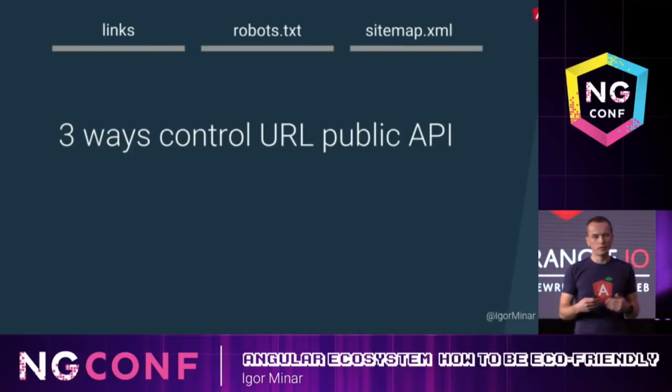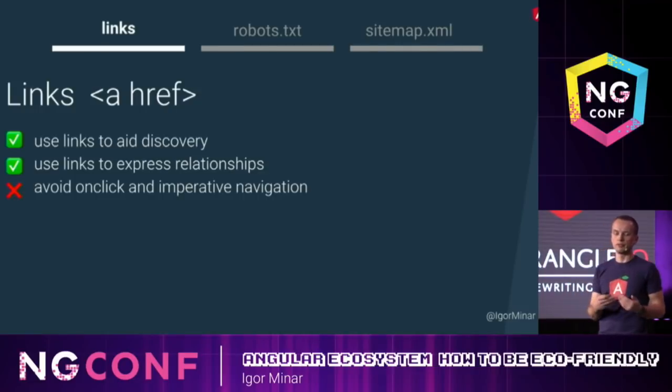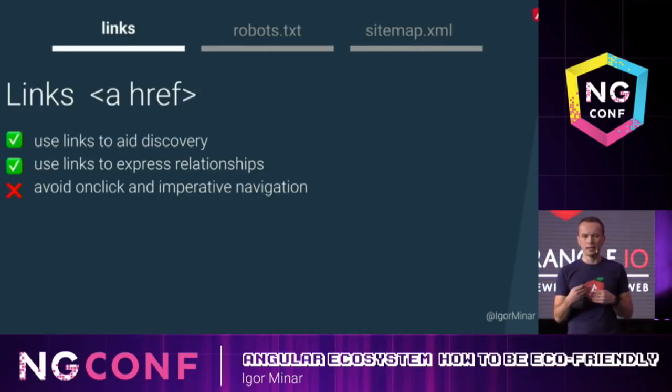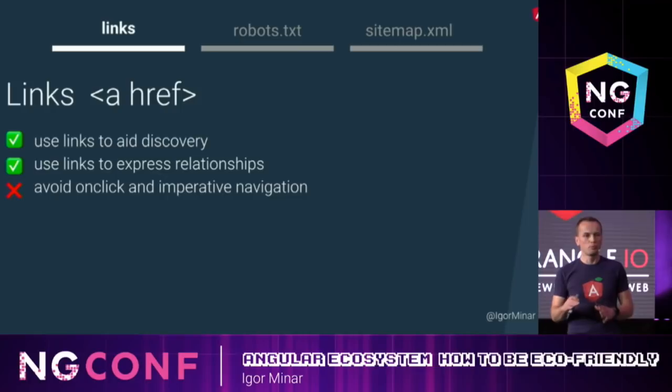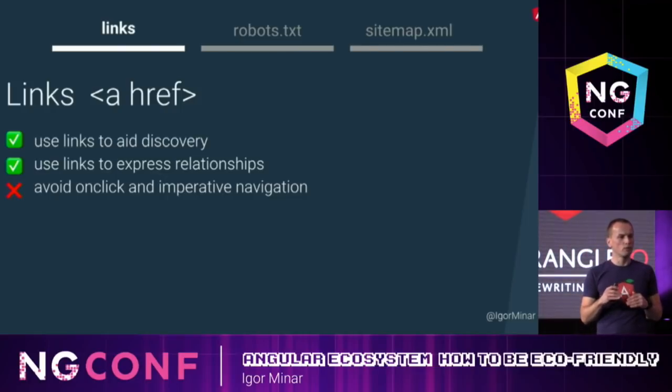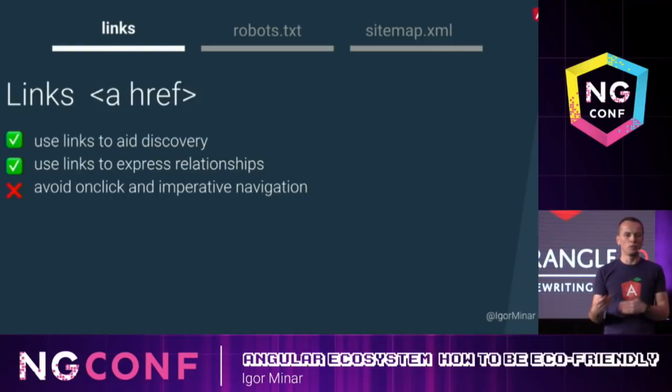You have several ways to control this public API. You can control it through links, which is how you link between different documents in your application. This aids discovery. This creates relationships between documents that are useful to the users, but also search engines. And the thing to avoid is imperative navigation, responding to on-click handlers, because that kind of breaks the web. Whenever you expose new information in your application and don't change the URL, that means that information won't be accessible when the user navigates to that URL.